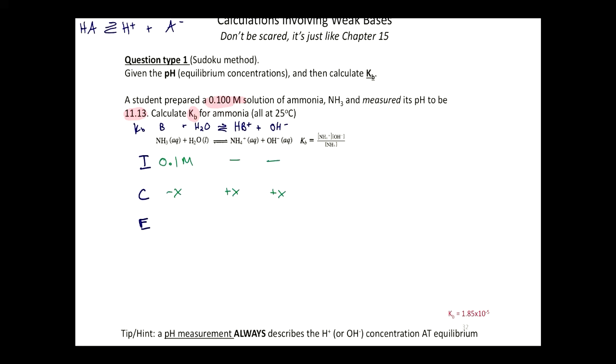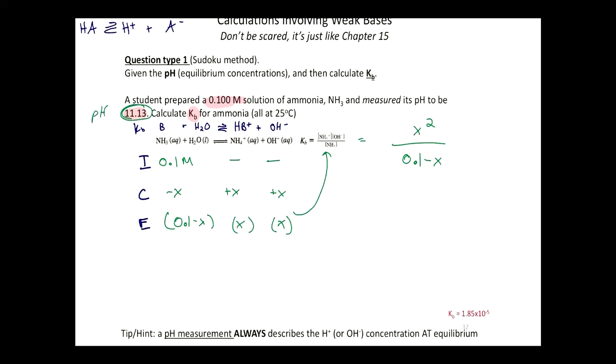Doesn't this look familiar? At equilibrium, it's 0.1 minus x, x, x. So I give you the Kb expression already. It's products over reactants. So we see that Kb is equal to x squared over 0.1 minus x. But here, we are solving for Kb. I didn't give you Kb. So the last piece of information I gave you is the pH.